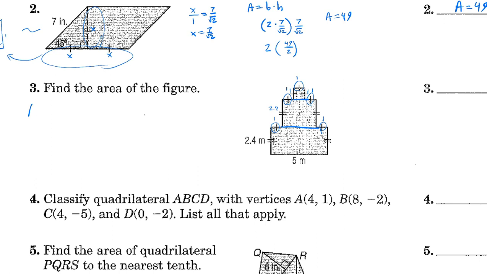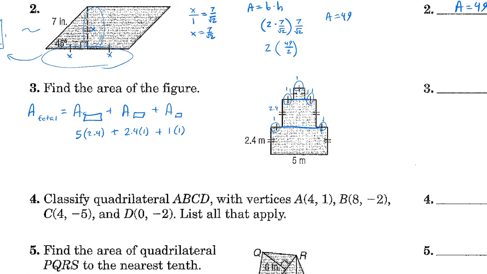So we have the area of the total is the area of the big rectangle, plus the area of the medium rectangle, plus the area of the little teeny one. And so they're all base times height. So the bottom one is 5 times 2.4. The next one is 2.4 times 1. And the next one is 1 times 1. So we have, that's what?